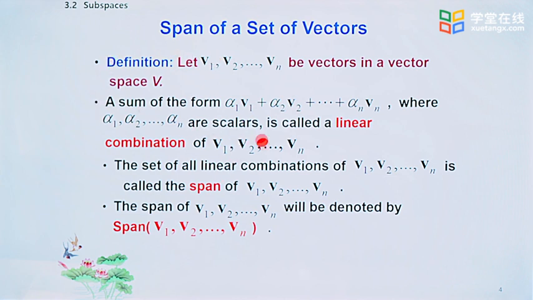The set of all linear combinations of V1, V2 till Vn is called the span of those given vectors. So the span of these vectors is denoted by span of V1, V2 till Vn.